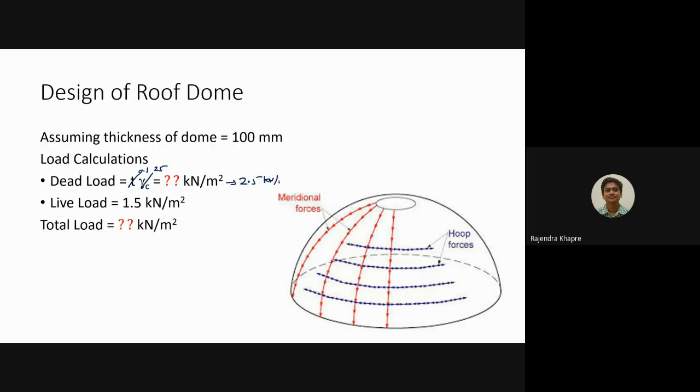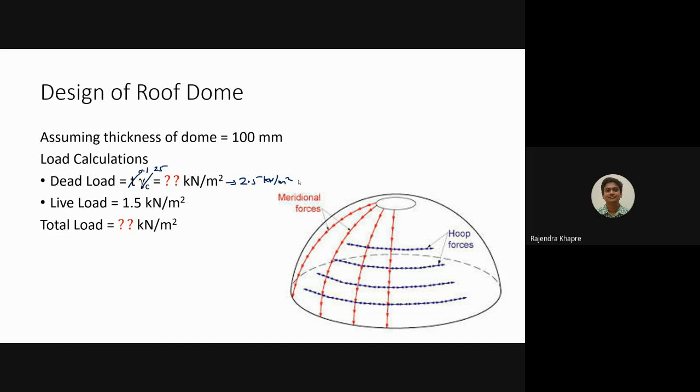If I start my design with, let us say, a 100 mm thick dome, in that case the dead load of the structure will be the thickness multiplied by the density of the concrete. Here the thickness I am assuming as 0.1 meter, and the density of concrete is 25. If you solve this, the dead load coming will be nothing but 2.5 kilonewtons per meter square. A very simple calculation.